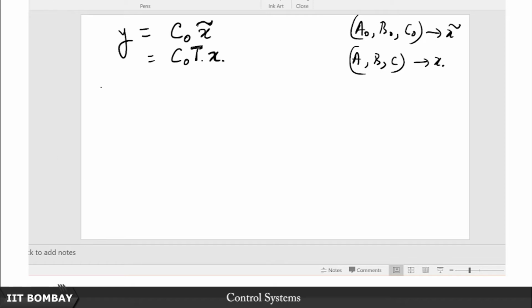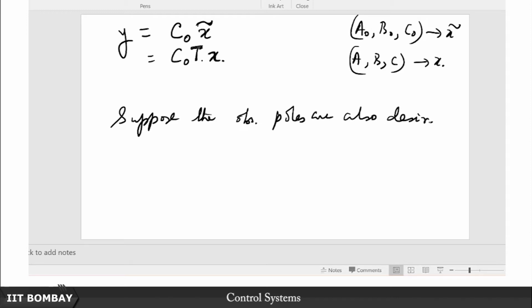That is what we are going to do, and we are going to show you that by just equating coefficients. So again, for the observer also, since this is a toy problem, suppose the observer poles are also desired at -10, -20, -30. You could have chosen anything else also, this is just my choice, I have cooked this up as a toy example.